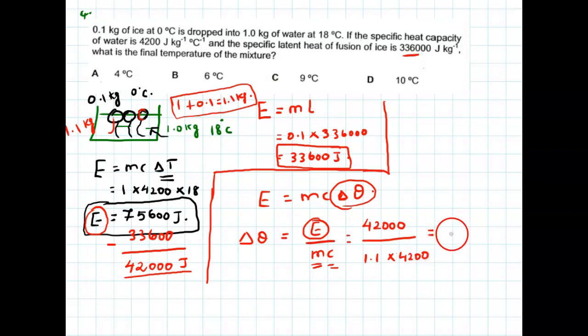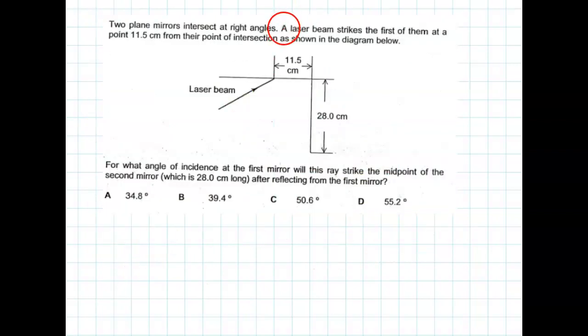So if you simplify, you will get 9.090909 degrees Celsius. So here the closest value is 9 degrees Celsius. So this is how we are finding the answer. So you have to think in various directions to get a concept, to get an answer. Okay, let's discuss the next question.